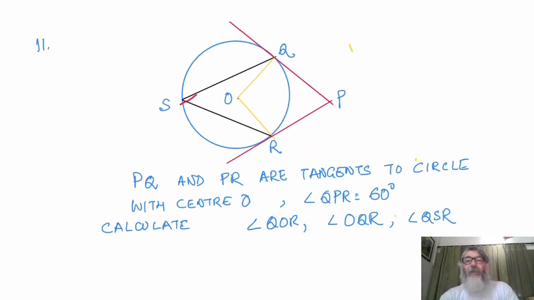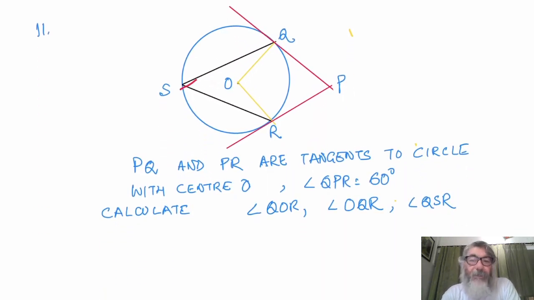It is also again a question based on tangents. It says PQ and PR are tangents to a circle with center O. PQ and PR are tangent, that means the radius and tangent will be perpendicular to each other. That means this angle and this angle will be 90 degrees. This will be 90, this will be 90. And it is given that QPR is 60 degrees. So I can find first of all QOR.